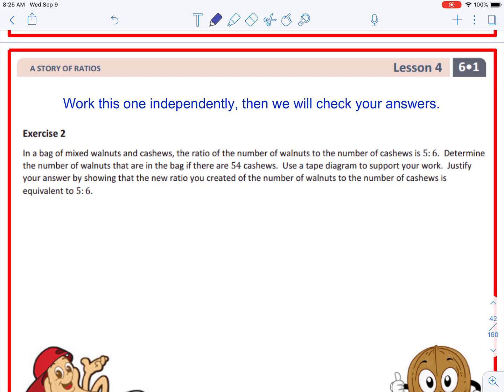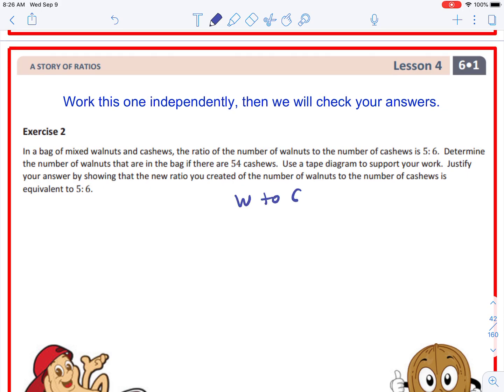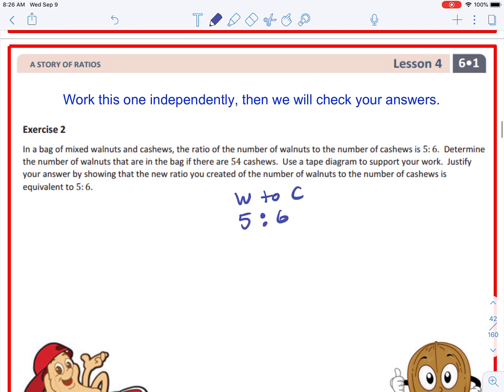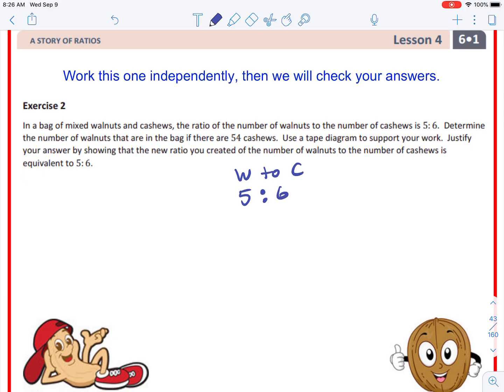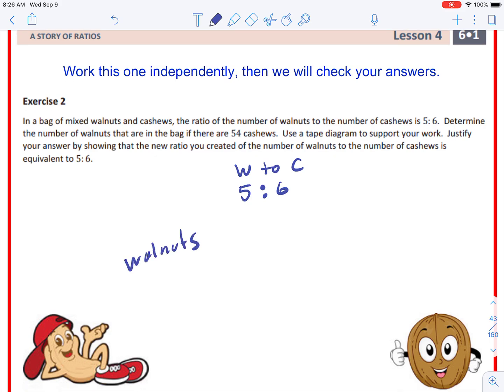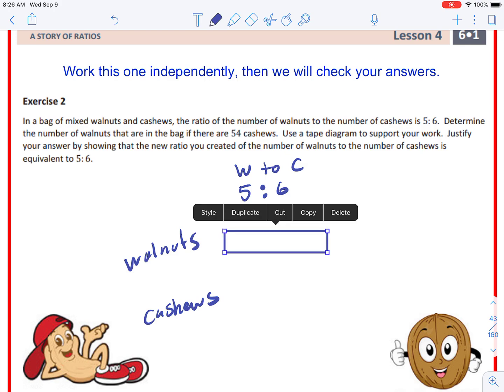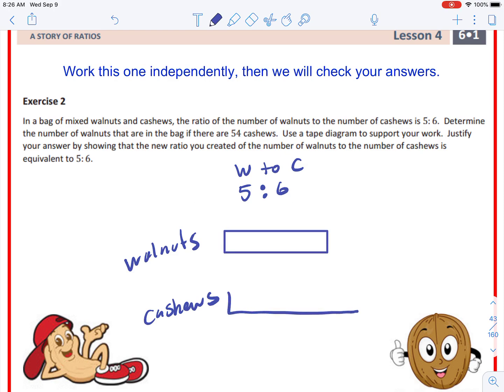Exercise 2 tells us, in a bag of mixed walnuts and cashews, the ratio of the number of walnuts to the number of cashews is 5 to 6. So walnuts to cashews is 5 to 6. Determine the number of walnuts that are in the bag if there are 54 cashews. Use tape diagrams to support your work. Okay, so now we're going to use tape diagrams. I'm going to label each one: walnuts, cashews. I'm going to make 5 units for the walnuts and 6 for the cashews.